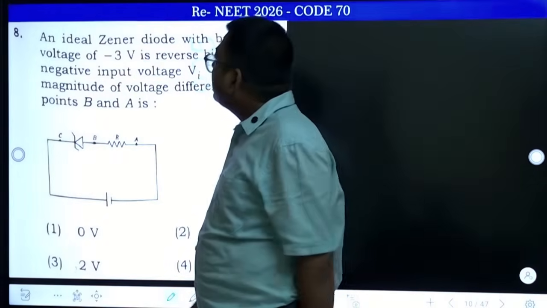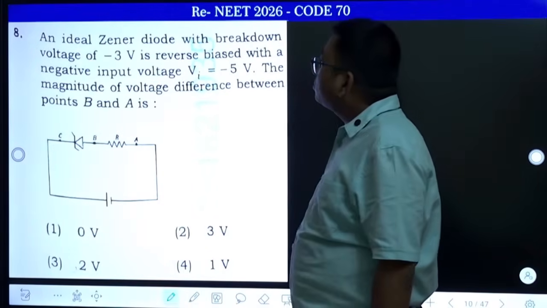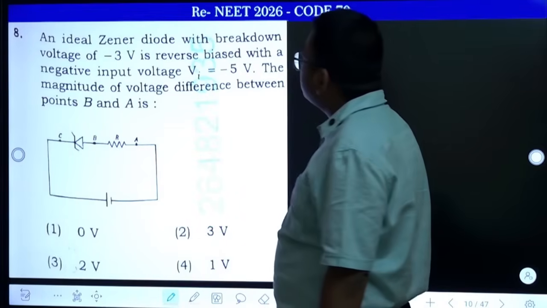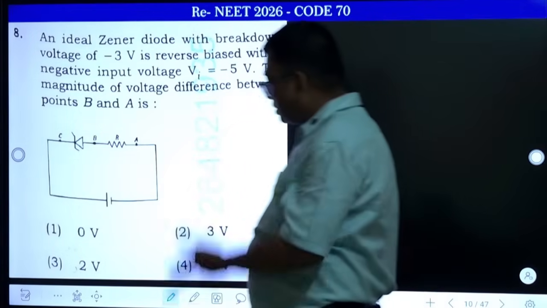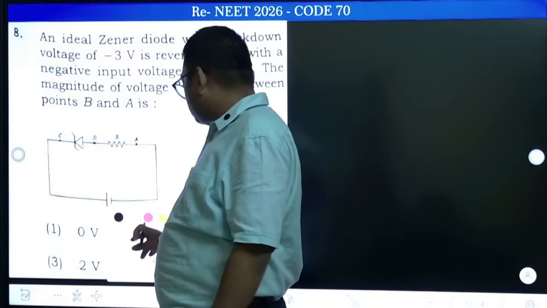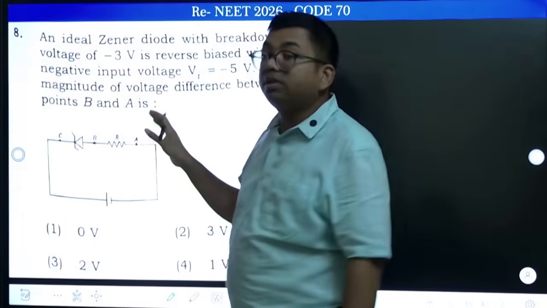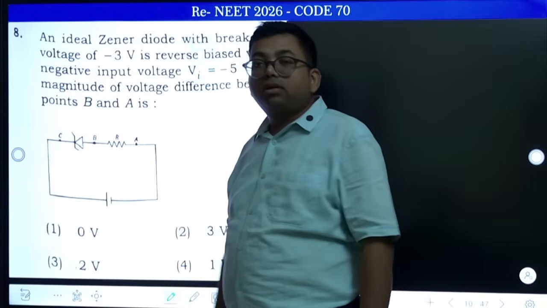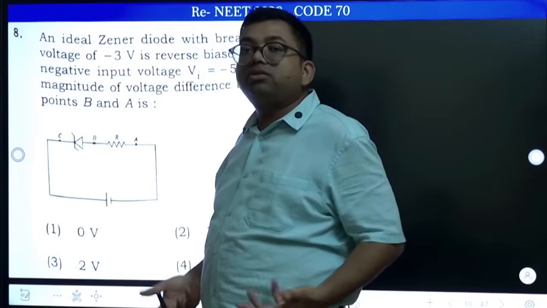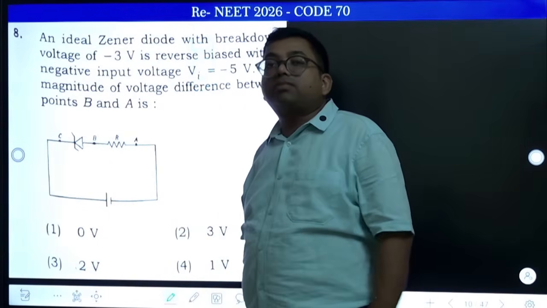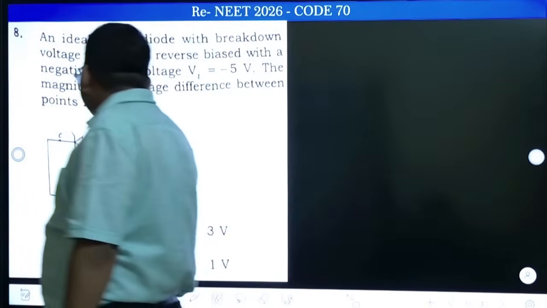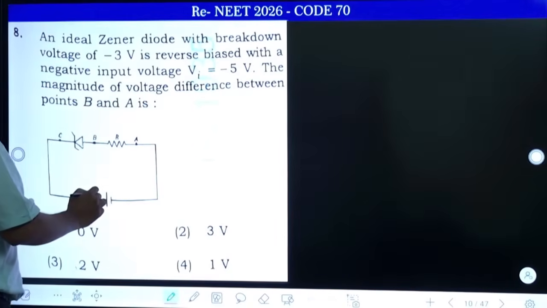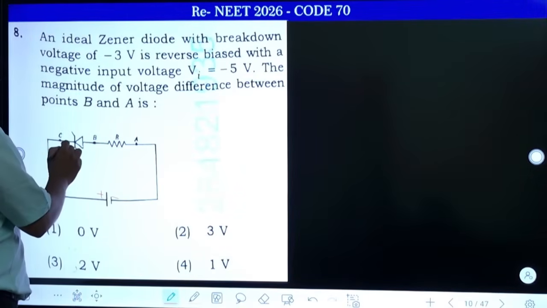Question number 8, an ideal Zener diode with breakdown voltage of minus 3 volt, reverse bias with negative input voltage magnitude of. This is just a Zener diode now. In the question, I think they are creating a confusion by writing minus and this and that. There is no need. We know it is reverse bias. We know all that. They are just creating confusion here. So we already know that this is plus and this is minus. So this will be higher voltage, this will be lower voltage, right?